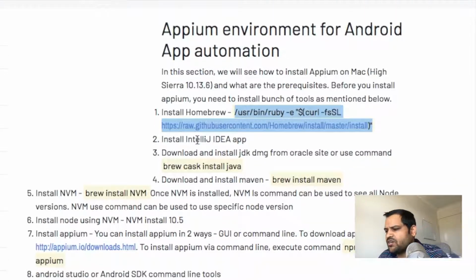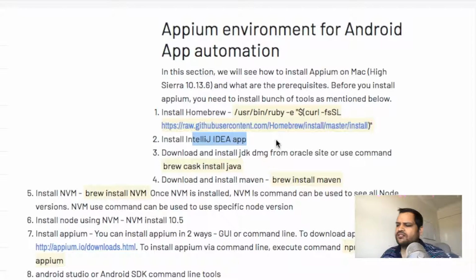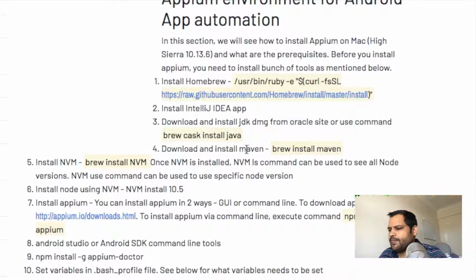After that, you will also need the community edition of IntelliJ IDEA. IntelliJ IDEA comes with a community edition. You don't need to pay for that. Just download it. It's a very popular tool, like Studio, for development in Java. Then download and install the JDK DMG from the Oracle site, or use the command brew cask install java. I prefer using brew, so you can use this command as well: brew cask install java.